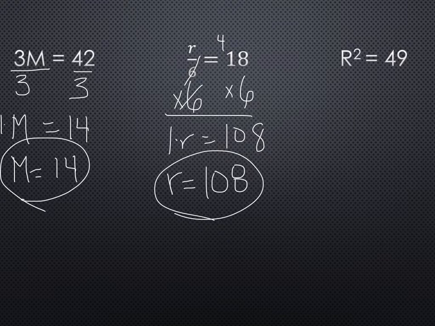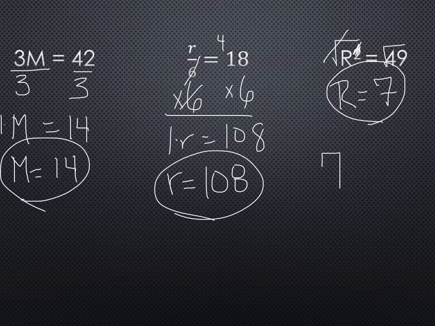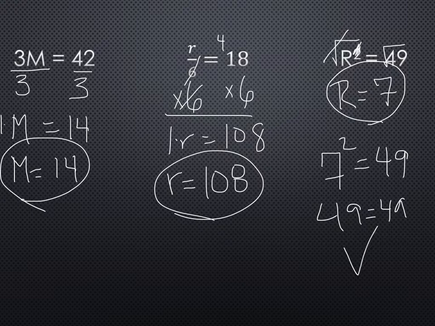Just like that. The opposite of squaring a term, this is r squared equals 49. The opposite of squaring a term is actually square rooting. As long as I do that, it still works for the property of equality. The square root cancels out the squared, which leaves me with r. The square root of 49 is 7. Also, we can check it. 7 squared is equal to 49. 49 equals 49. So we're good.